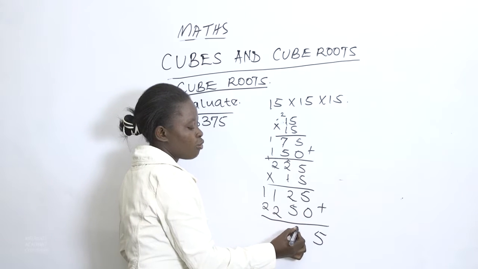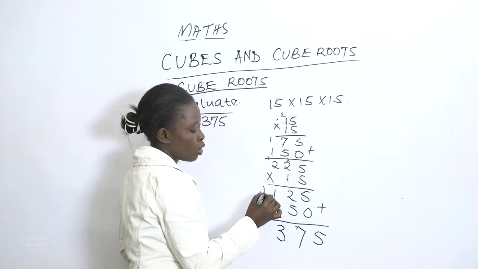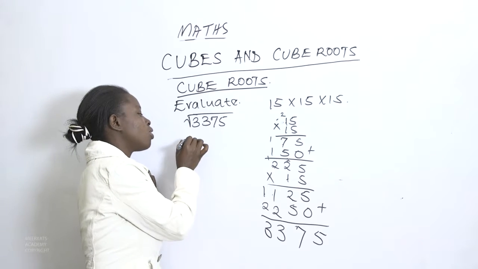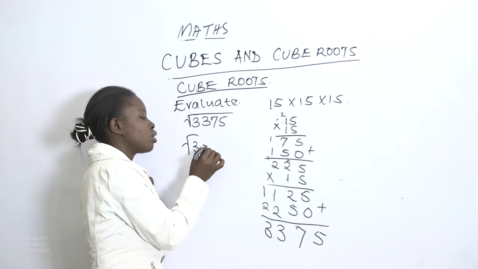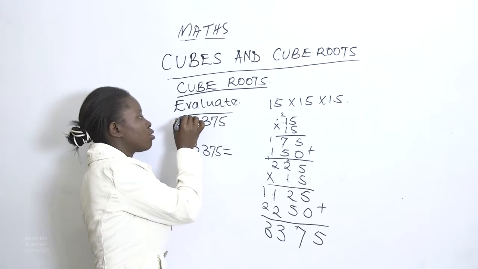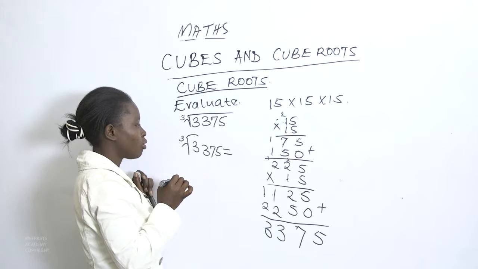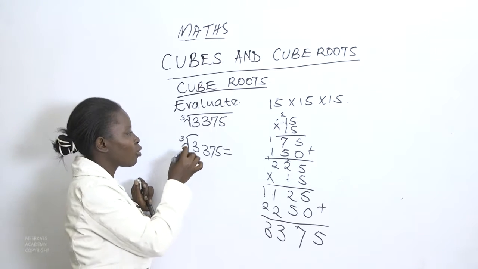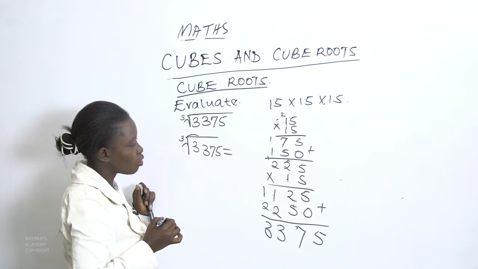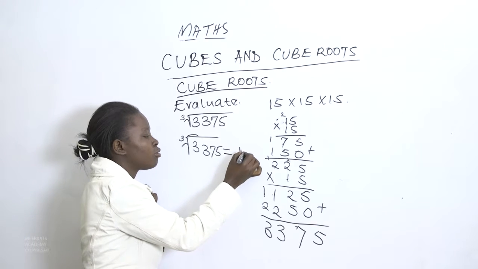2 plus 5, 7. 1 plus 3, 1 plus 2, 3. 1 plus 2, 3. So it means that it is true the cube root of 3,375 is, this is cube root and not square root. So if I write the number leaving out the 3, then it means that I'm looking for square root, but in this case we are looking for cube root. So the cube root of 3,375 is 15.